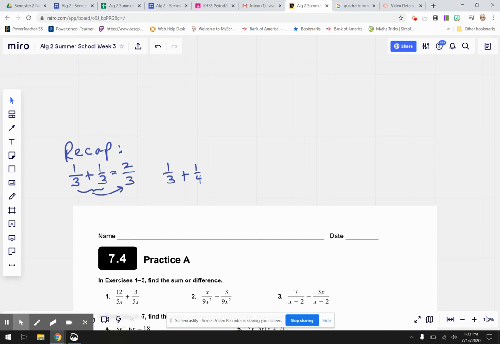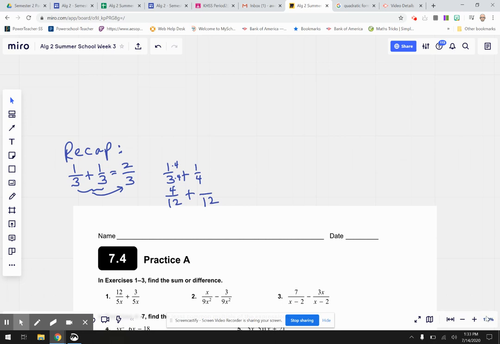I know that 3 and 4, multiplying them together is always a right answer. It may not be the lowest, but it always is a right answer. In this case, it is the lowest. 3 times 4 is 12, so I'm going to change both fractions into twelfths. To do that, I'm going to multiply the first fraction by 4 on top and bottom, and that gives me 4/12. Now that's the same value as 1/3. It's just in a different format.